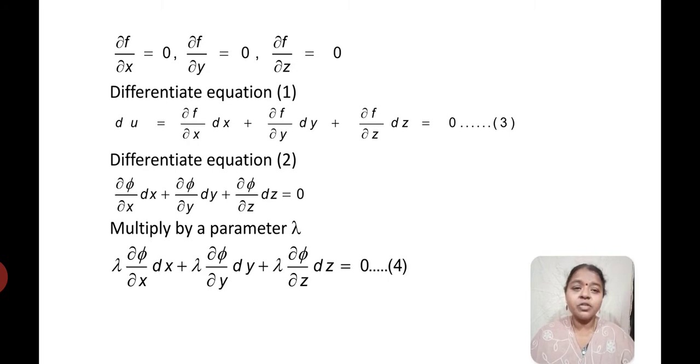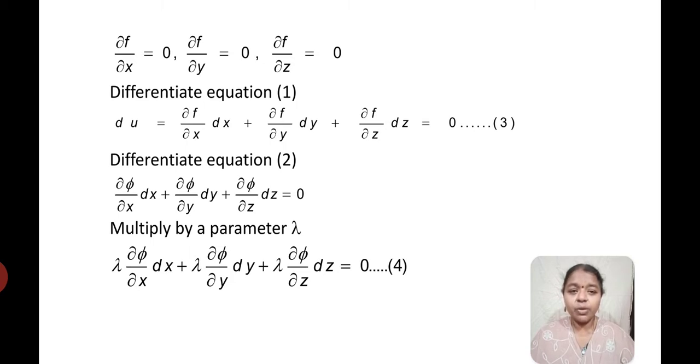Now let me differentiate equation 1 using a total derivative. So I get du is equal to dou f by dou x into dx plus dou f by dou y into dy plus dou f by dou z into dz. Let me call this equation 3. Now let's differentiate equation 2 in the same way. I would be getting dou phi by dou x into dx plus dou phi by dou y into dy plus dou phi by dou z into dz, that is equal to 0.